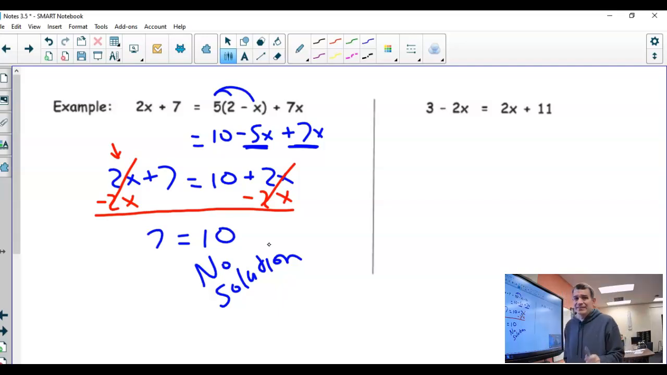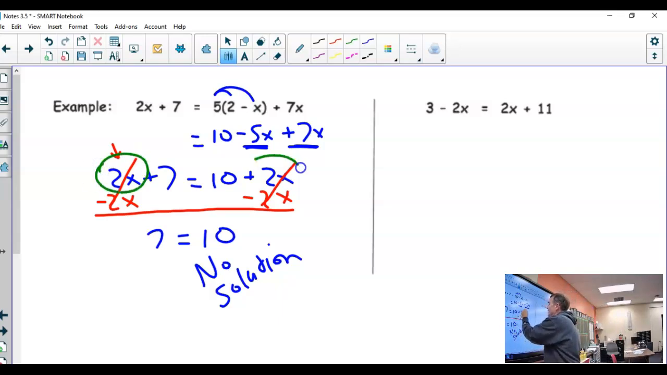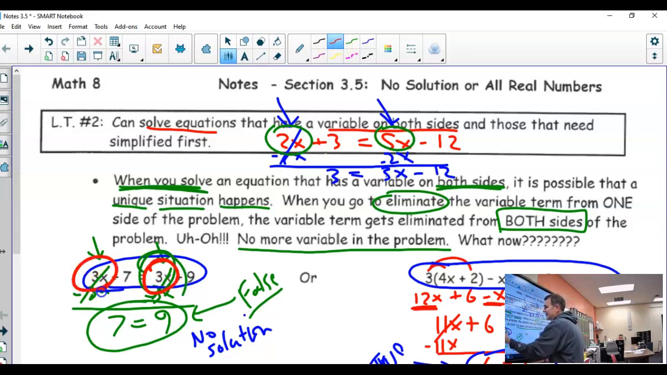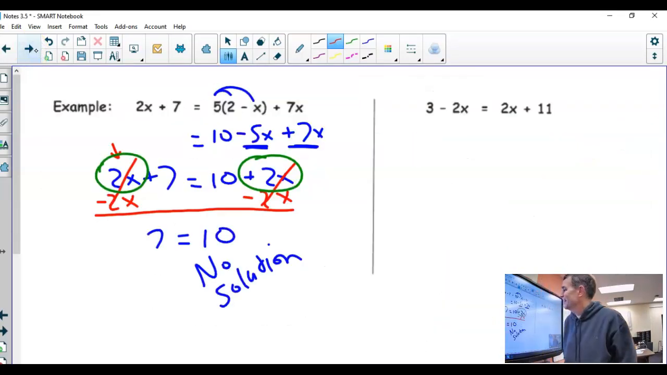All right. Obviously, you guys, what I'd like you to notice is, when does the variable cancel out on both sides? Well, it cancels out on both sides when it's the same variable on both sides, right? If you have a 2x on both sides, of course it's going to cancel out. If you had a 3x on both sides, of course it's going to cancel out. Okay, when the variable term is the same on both sides, it's going to cancel out.